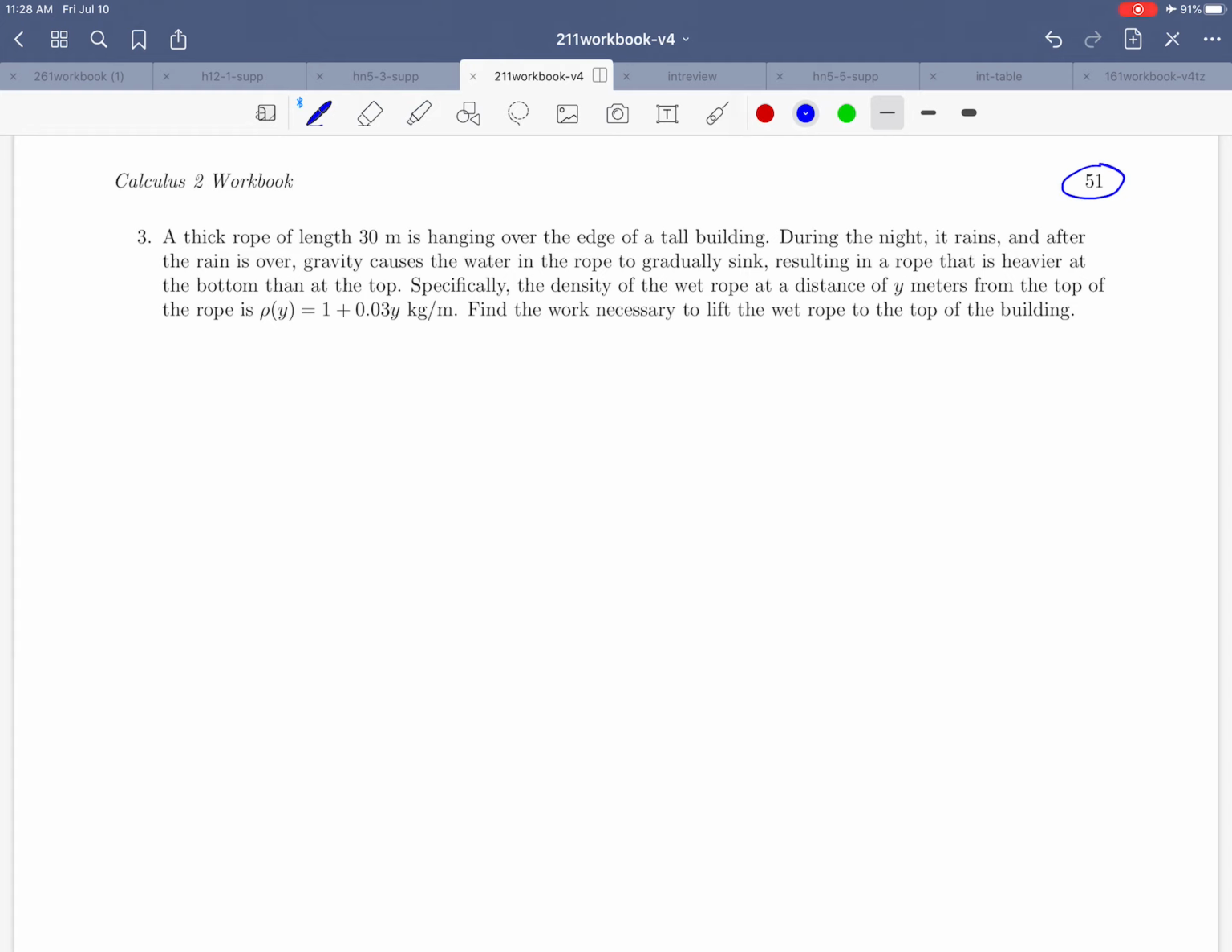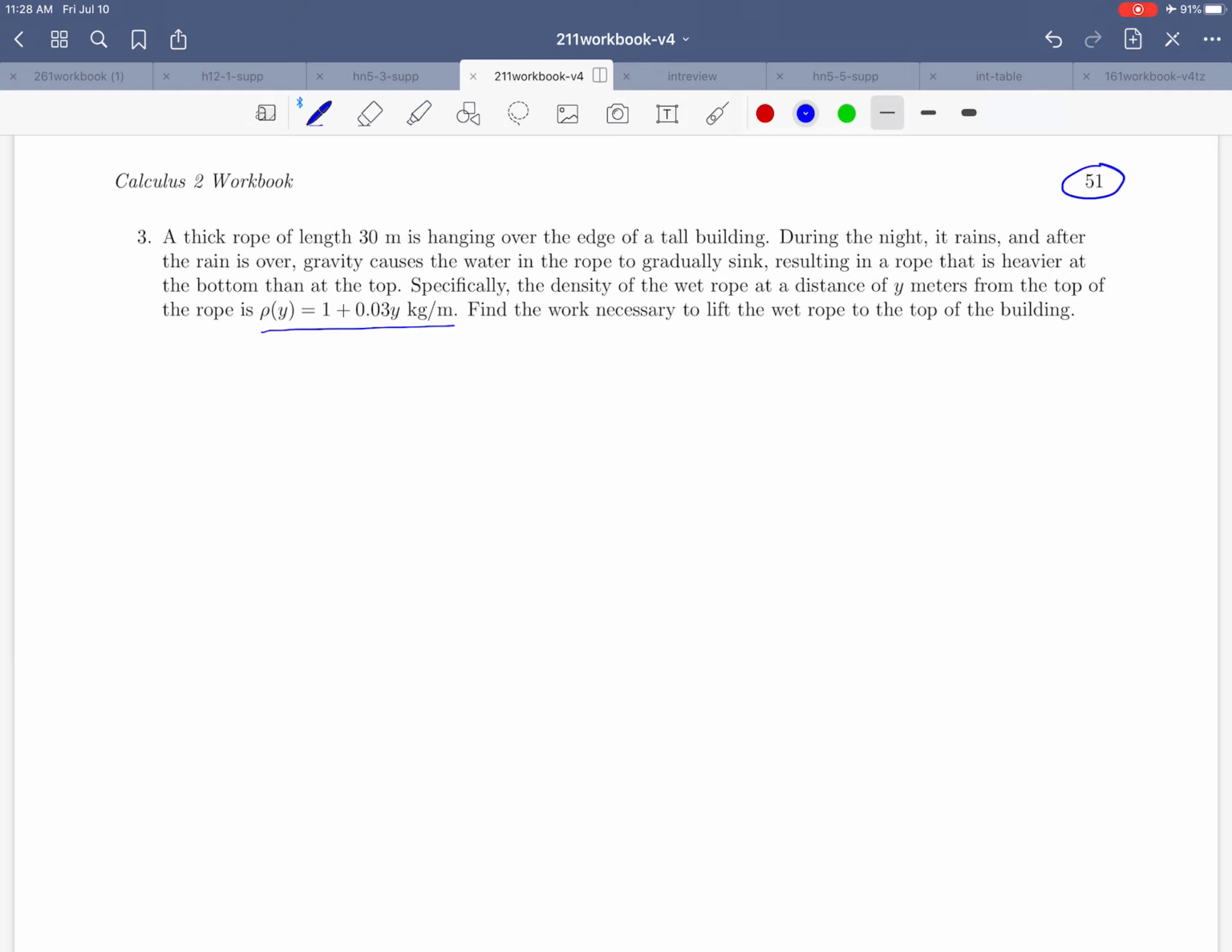So we've got a thick rope of length 30 meters hanging over the edge of a tall building. During the night it rains, and after the rain is over, gravity causes the water in the rope to gradually sink, resulting in a rope that's heavier at the bottom than at the top. Specifically, they tell us that the density of the wet rope at a distance of y meters from the top of the rope is given by the function rho of y equals 1 plus 0.03 y kilograms per meter. Given all that information, we want to figure out how much work it takes to lift the wet rope to the top of the building.